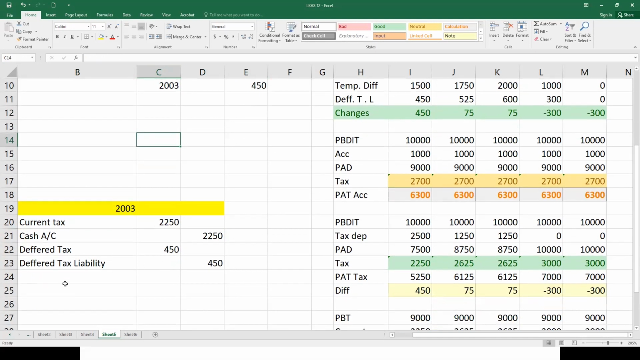Now we pass the journal entry for 2004. We'll pass the journal entry for 2004, the same thing.